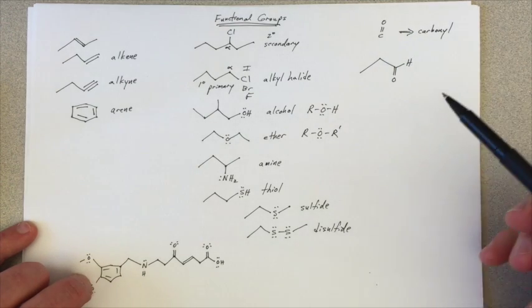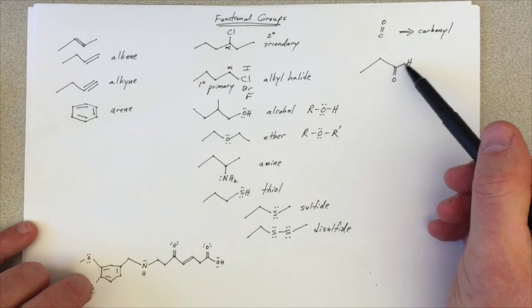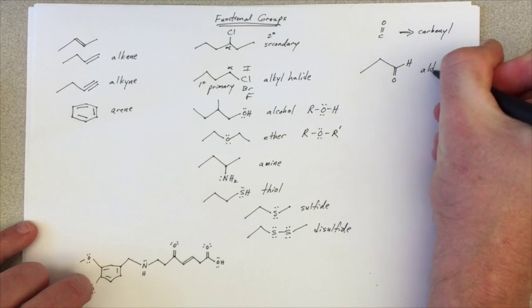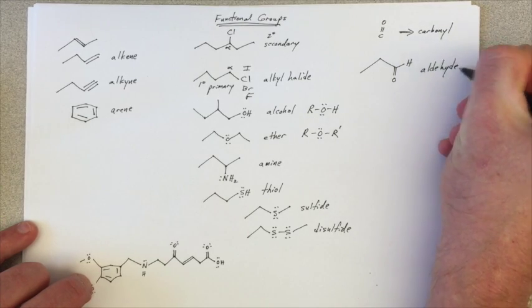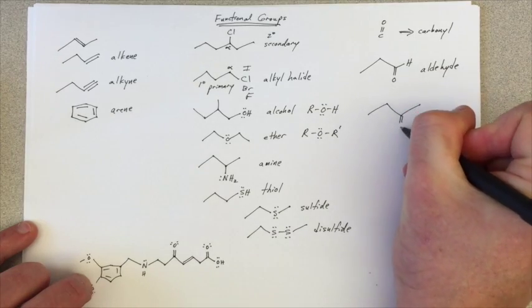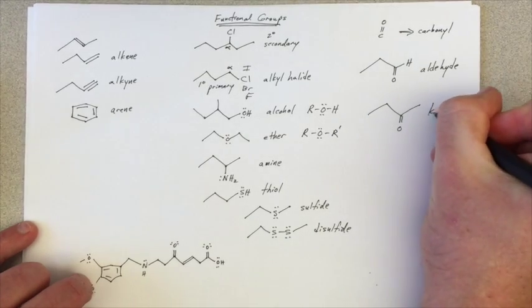Here's a functional group that contains a carbonyl. That carbonyl is at the end of our carbon chain, and we call this an aldehyde. Here we have a carbonyl that's in the middle of a carbon chain, and we call that a ketone.